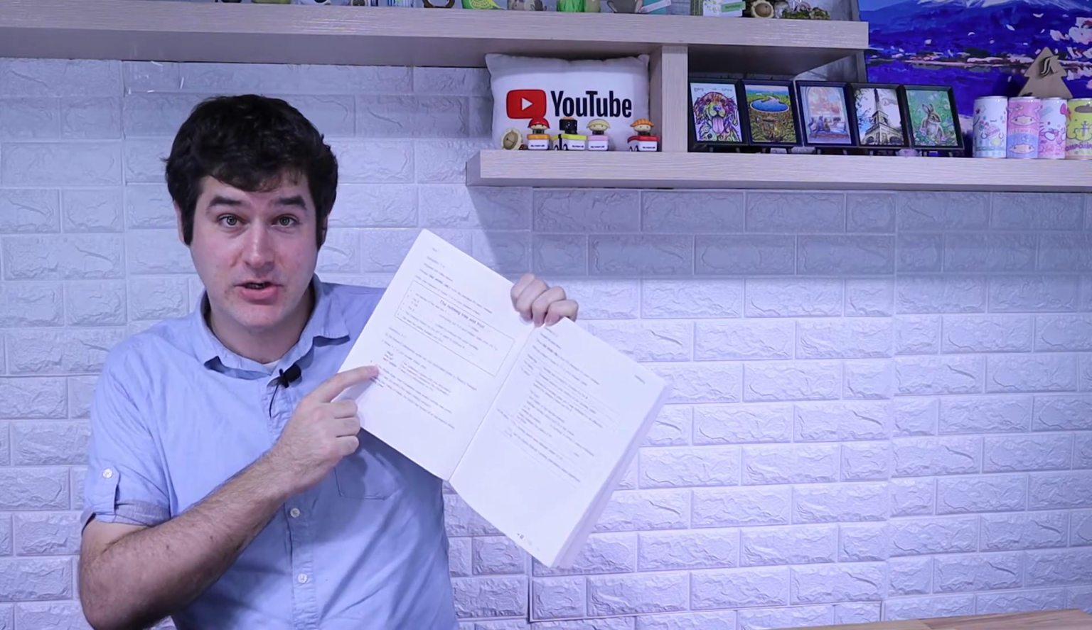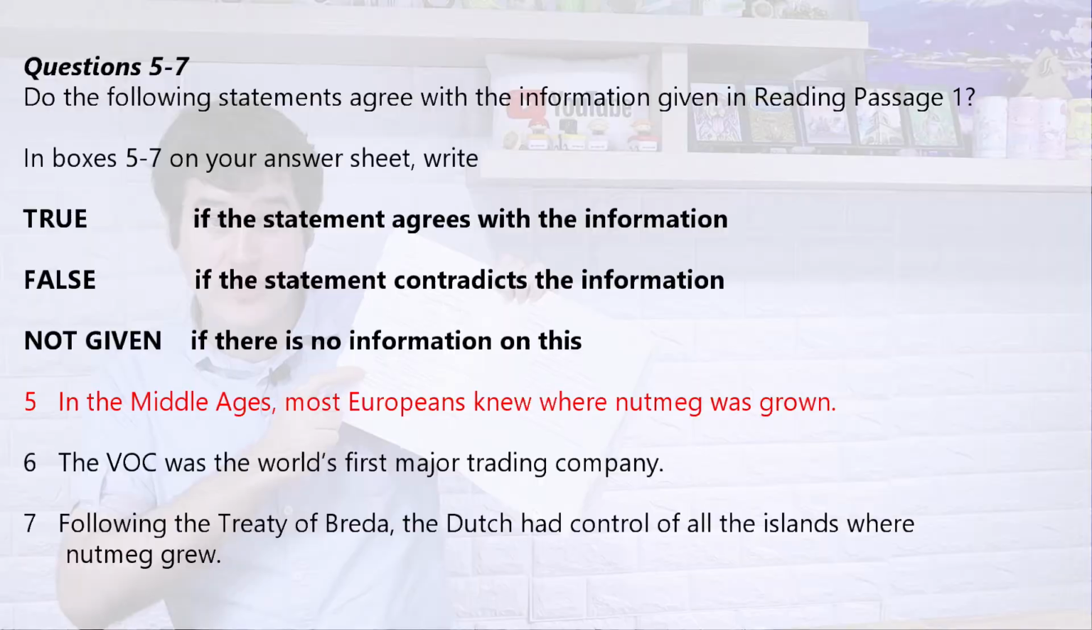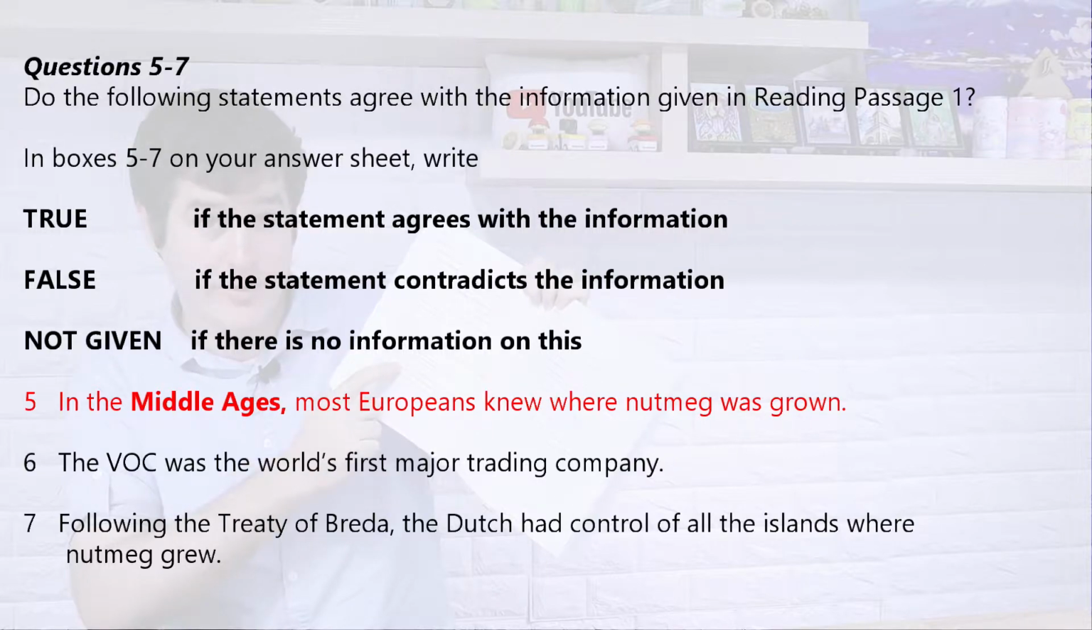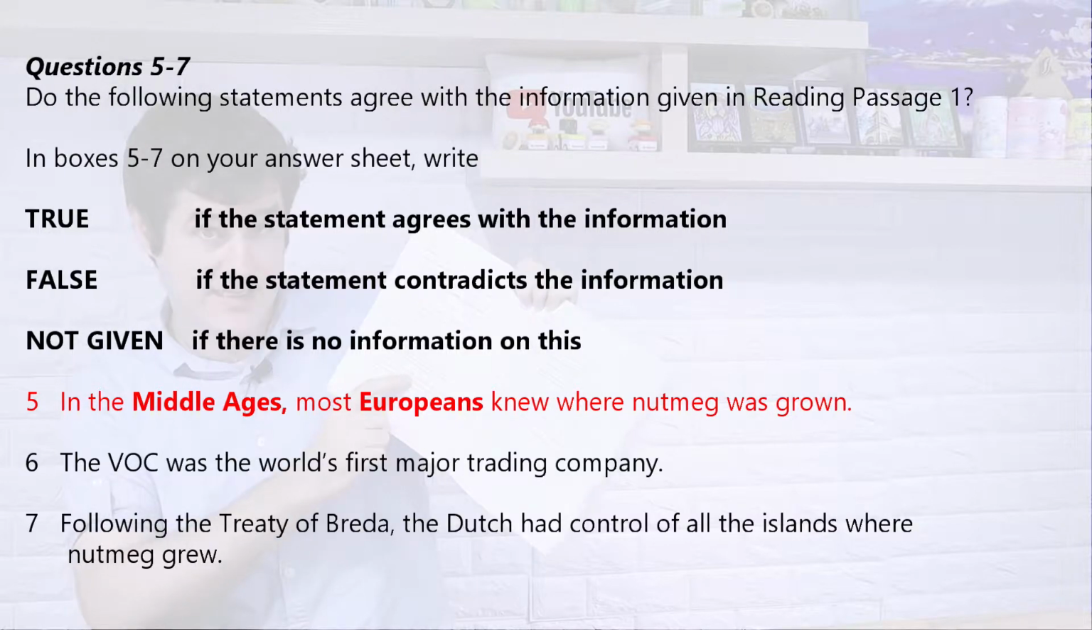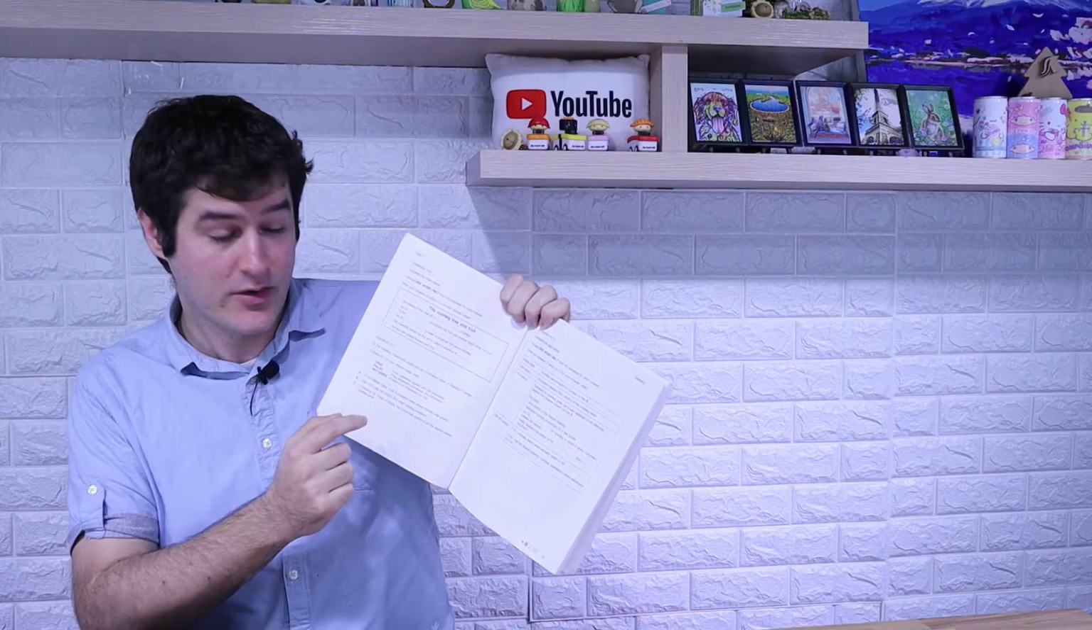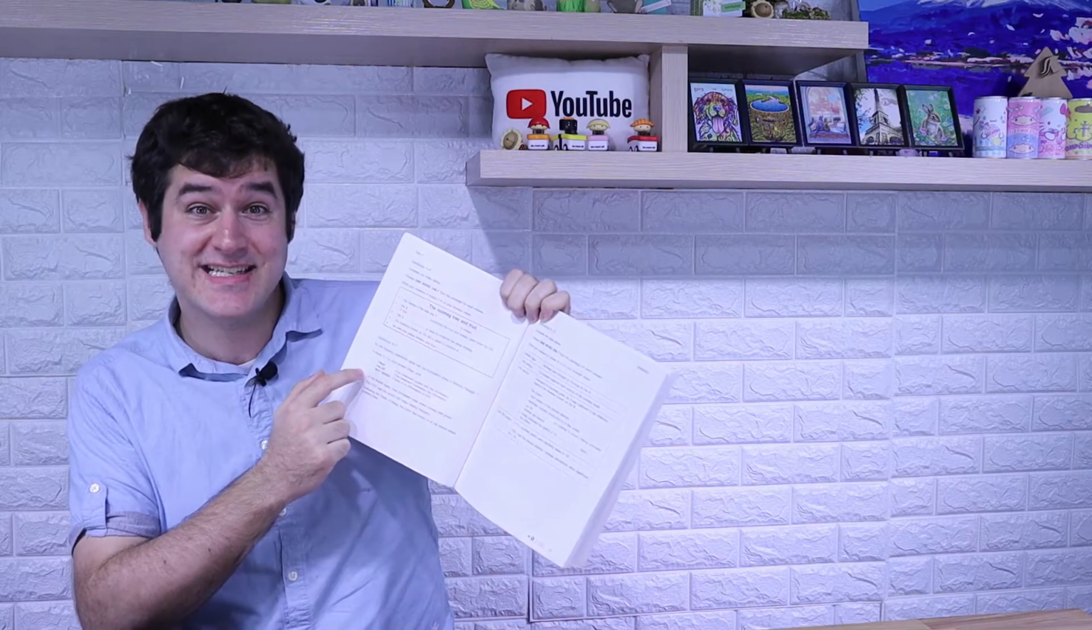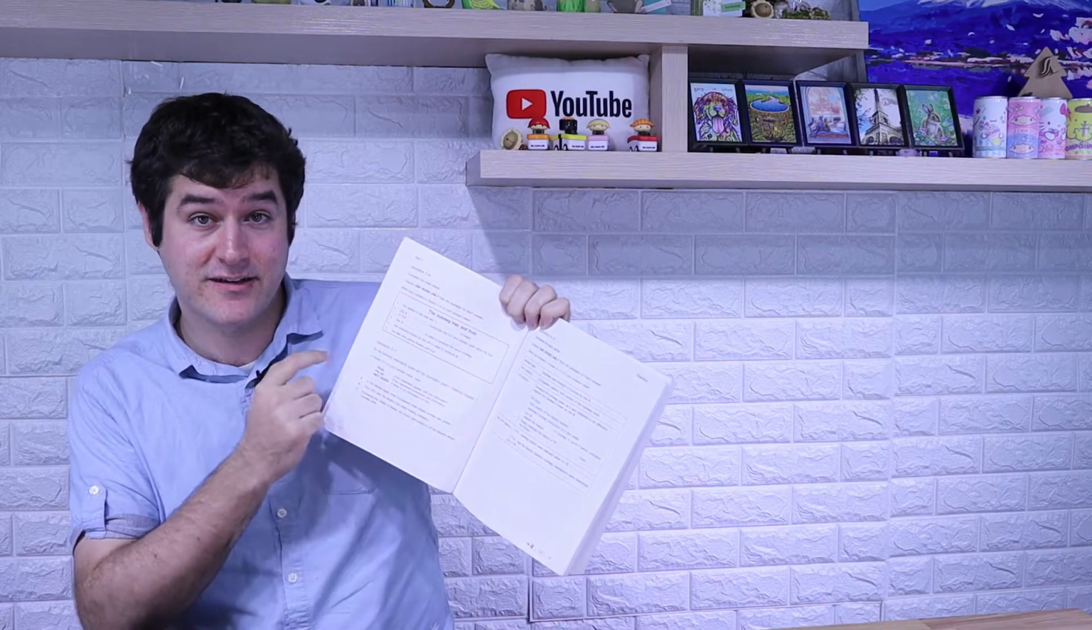All right, guys. So, with question number 5, this is true, false, not given. First, we want to look at it to find the keywords and tricky word. Middle Ages is a keyword we need to find in the text where it talks about the Middle Ages. Europeans is another keyword. And new, so they know where nutmeg was grown. So the tricky word here is most. This is probably the word that they're going to change the meaning of the statement if it's different from the text. Remember, with true, false, not given, if it is in the text, it will always directly connect.